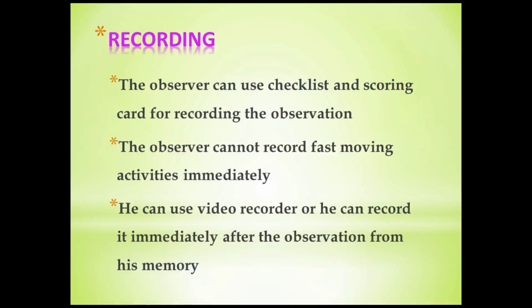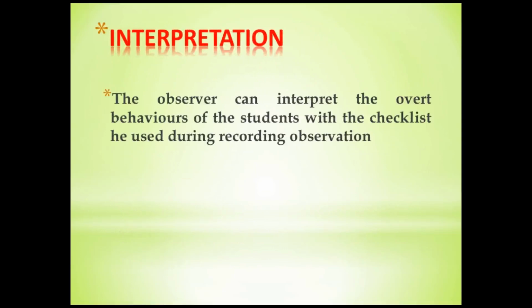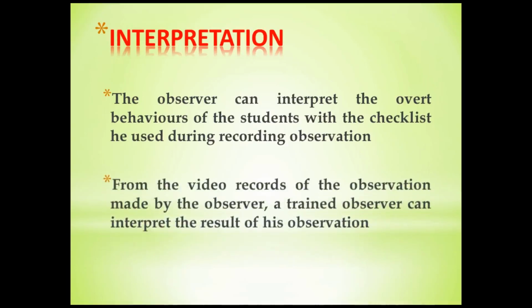And the last step is interpretation. In interpretation, the observer can interpret the overt behaviors of the students with the checklist he used during recording observation. From the video records of the observation made by the observer, a trained observer can interpret the result of his observation.